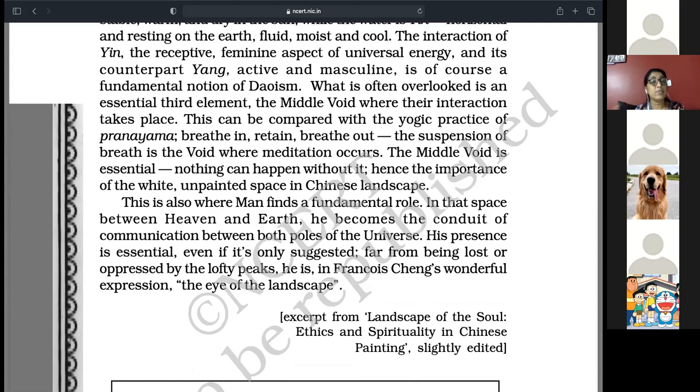In that space between heaven and earth, he becomes a conduit of communication between both poles of the universe. The both pole here is the heaven and earth. And he becomes a way of communication. मतलब he is the one जो इन दोनों के बीच में communication करवा रहा है. That is where we live.